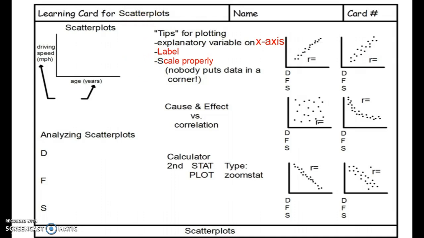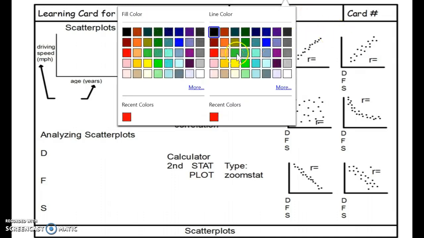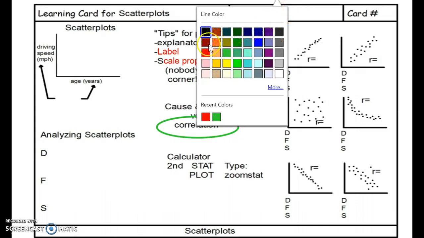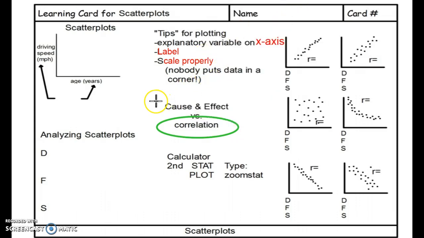But another thing that we need to remember about scatter plots is that a scatter plot will show correlation, but it will not show cause and effect. Just because there appears to be a strong correlation between two things, that does not show cause and effect. A scatterplot can only show correlation or association, but not cause and effect. So we need to keep that in mind.